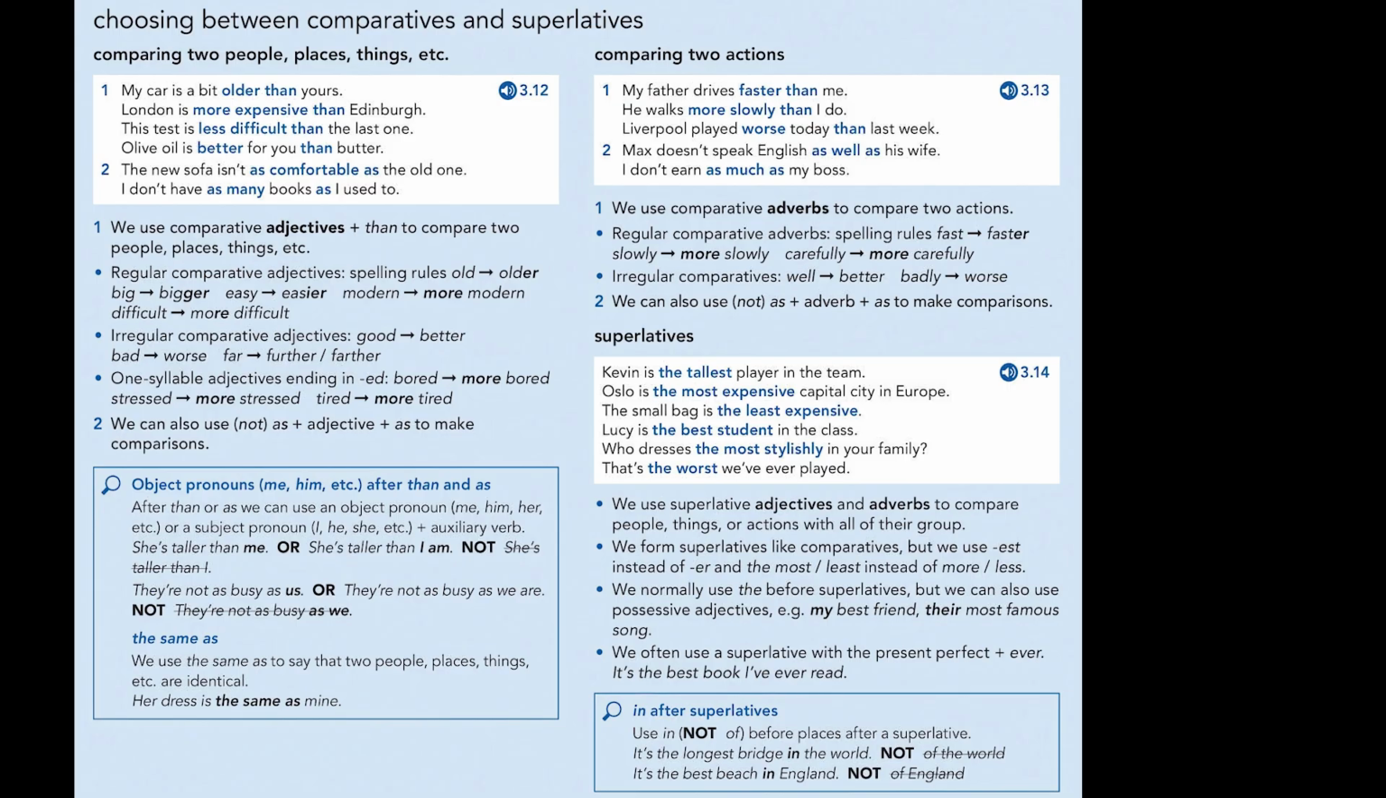3.14. Kevin is the tallest player in the team. Oslo is the most expensive capital city in Europe. The small bag is the least expensive. Lucy is the best student in the class. Who dresses the most stylishly in your family? That's the worst we've ever played.